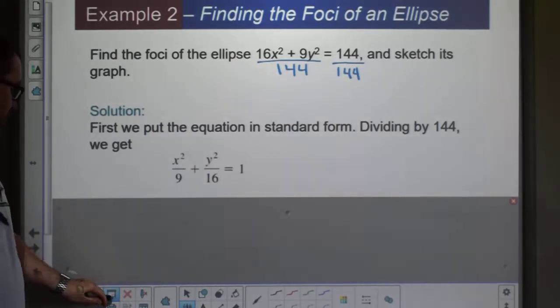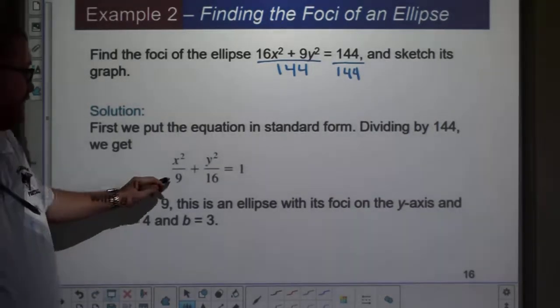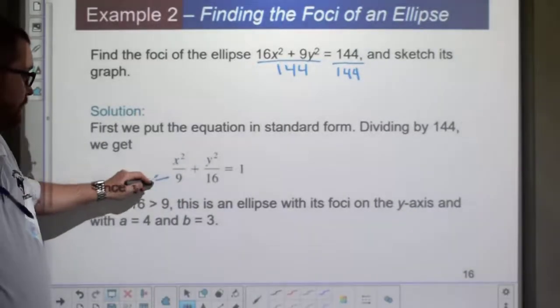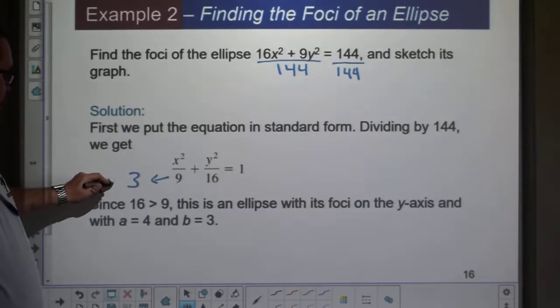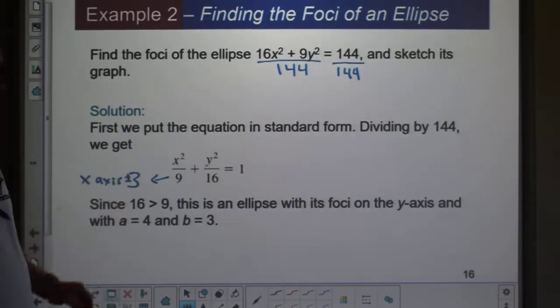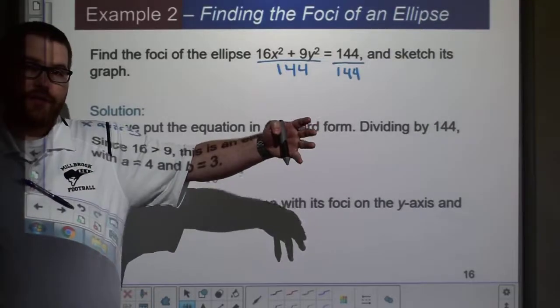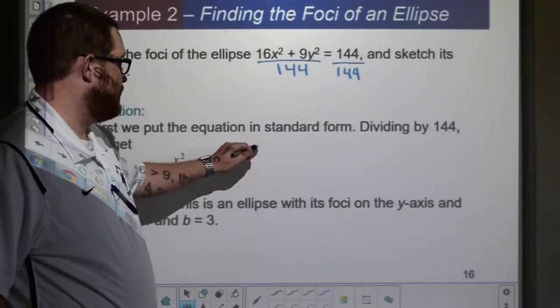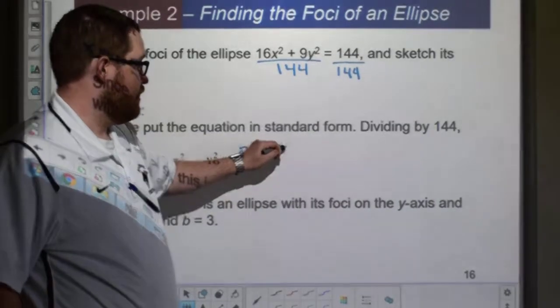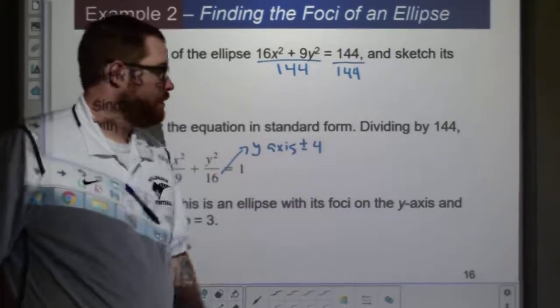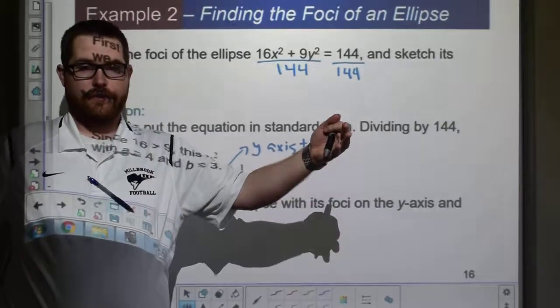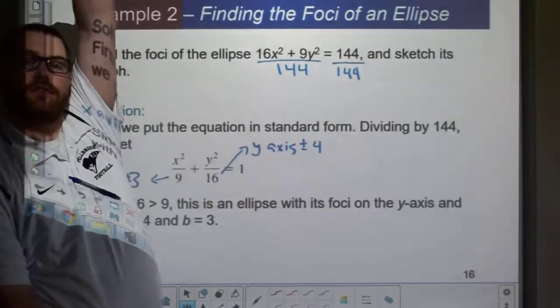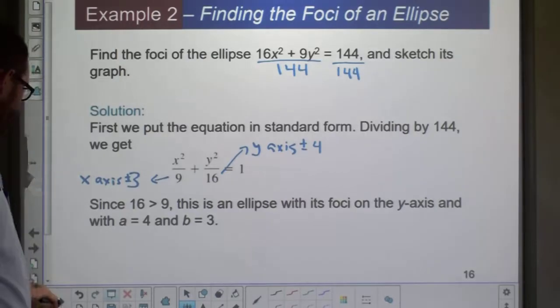So, some things to think about here. Because these numbers are squared to begin with, this is going to tell you that the x-axis is going to go out plus or minus 3. So, I'm going to go 3 on either side. And the y-axis is going to be plus or minus 4. So, I'm going to start at the middle. I'm going to go negative 3, positive 3. Negative 4, positive 4. Then I'm going to draw my ellipse.